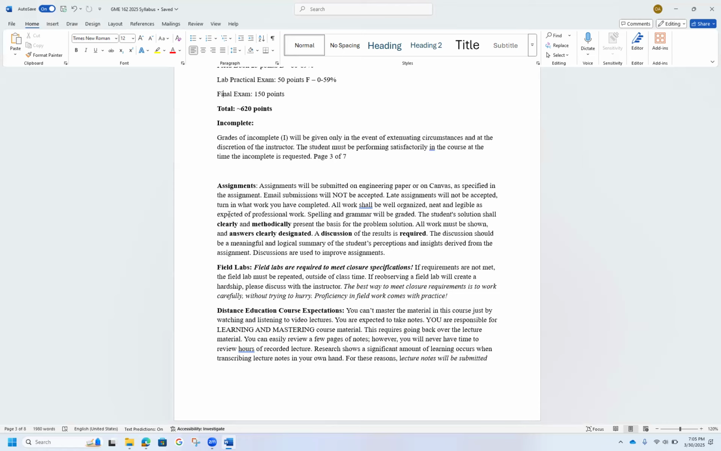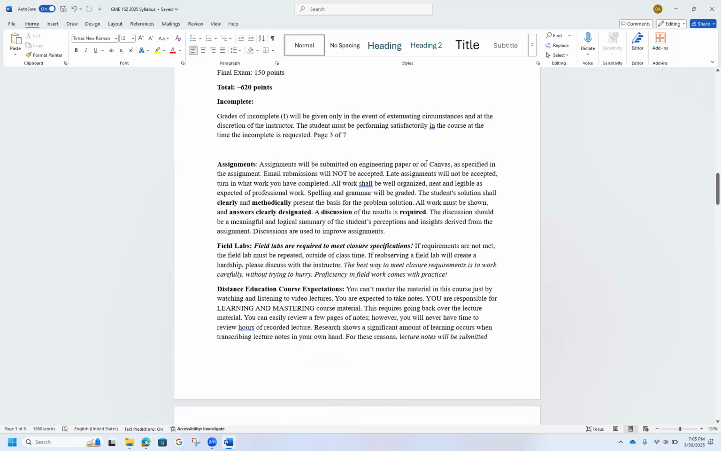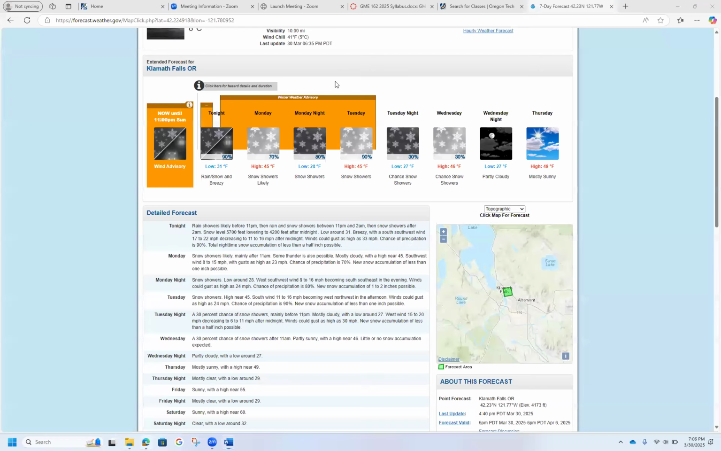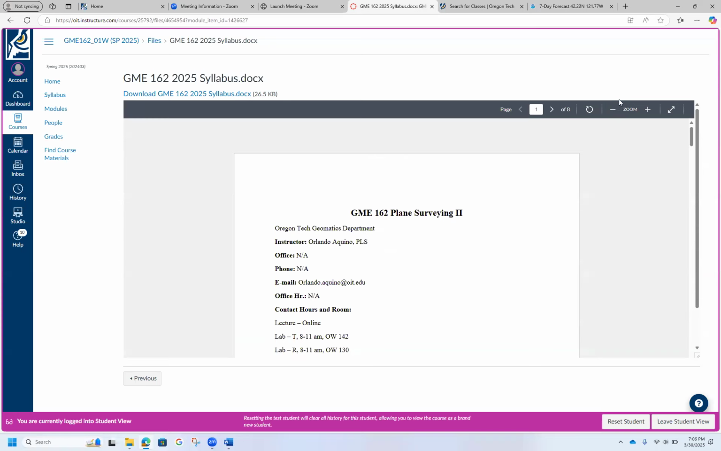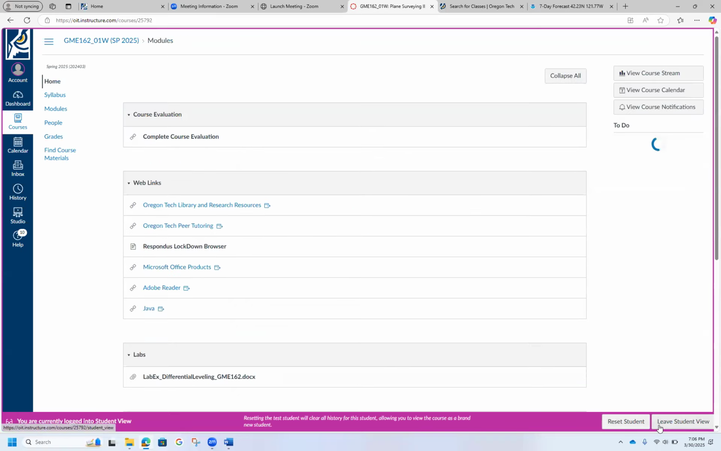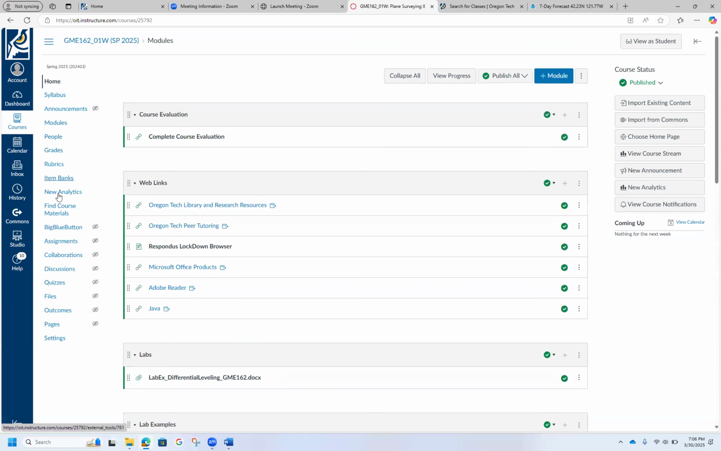Again, assignments will be submitted on engineering paper on Canvas, right? So everything I want done on engineering paper, and then submit it to Canvas. So just upload everything to Canvas. And what I'll do on Canvas, let me see here, let me leave the modules here. Oh, there it is. I'm going to leave student view. I will create an assignment for the homeworks and the midterm and the final there. I'll create it and then you can just upload it there.